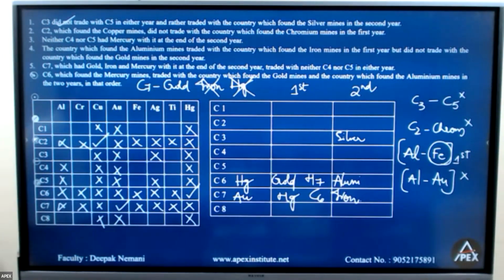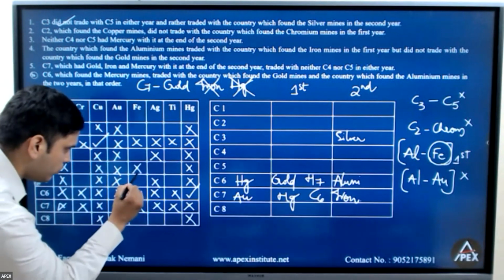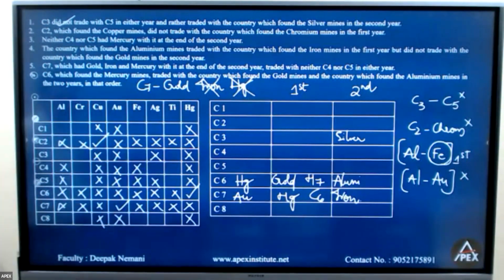C4 cannot have iron because they did not trade with C7. Okay, perfect. Then, one minute. Aluminium. C3 did not trade with C5 in either year and rather traded with a country which found silver in the second year. Okay.